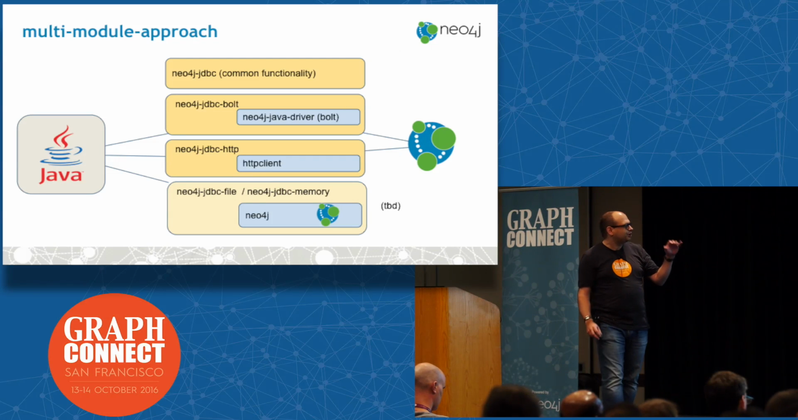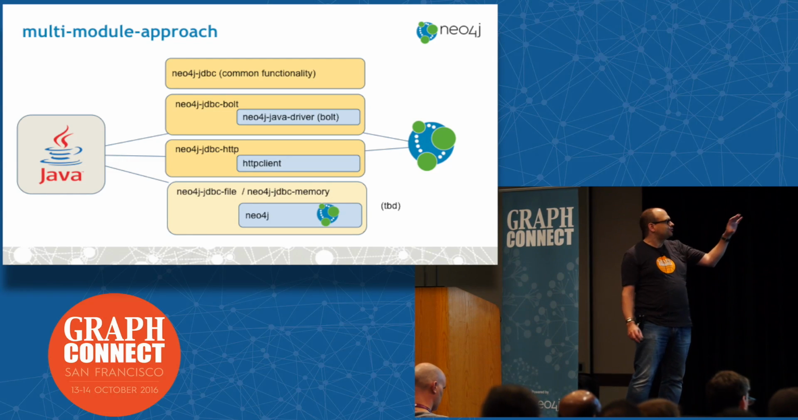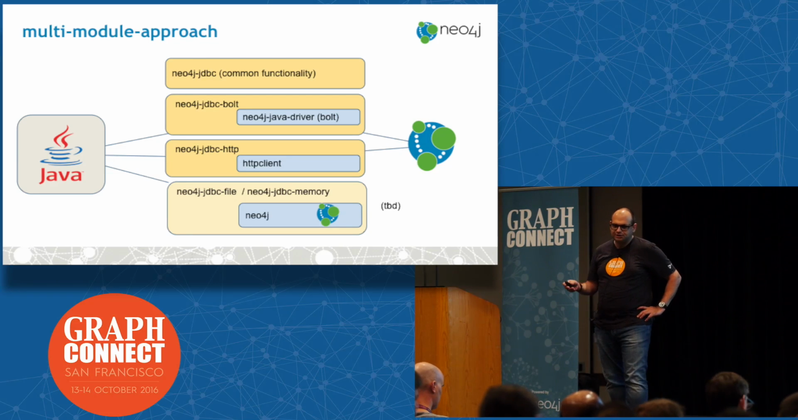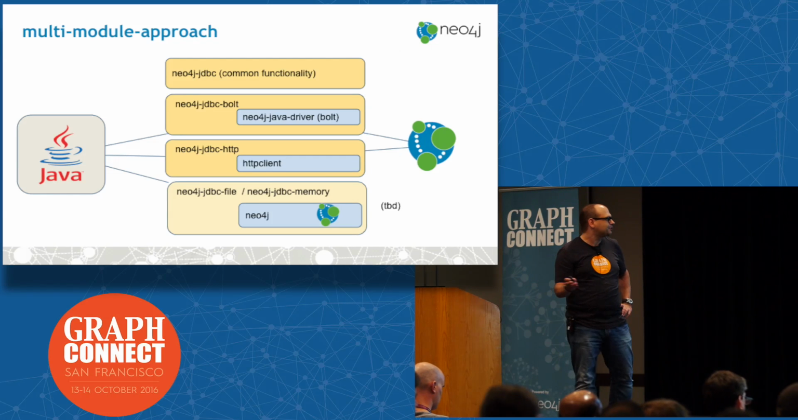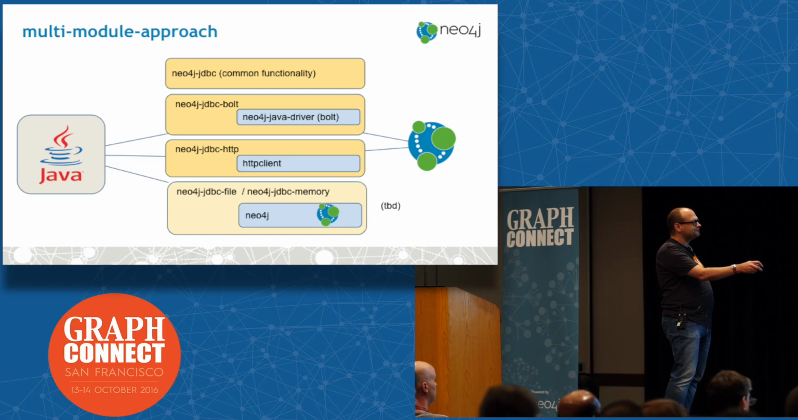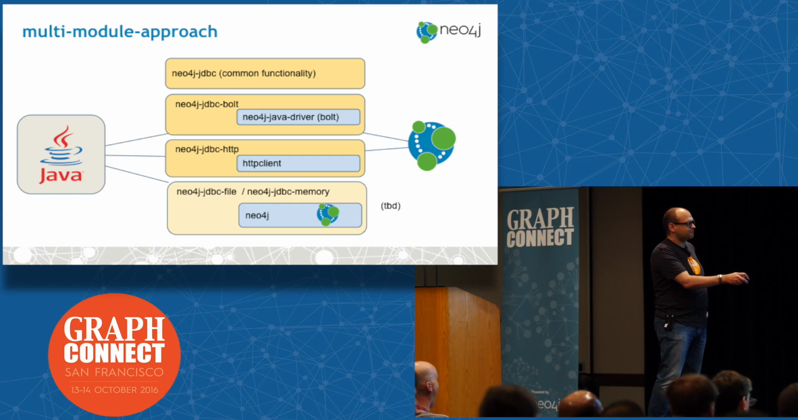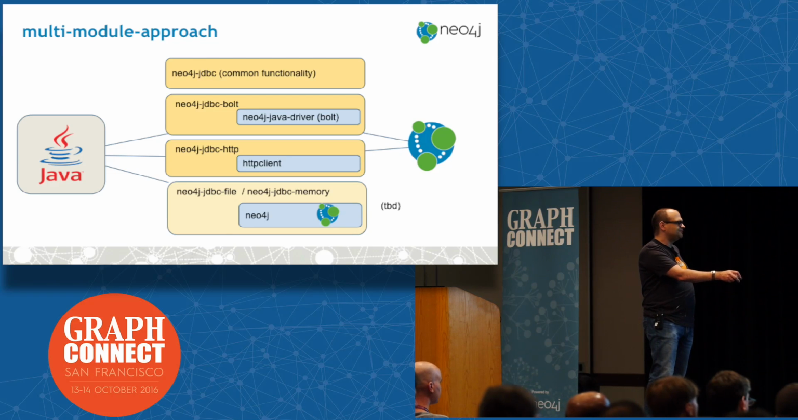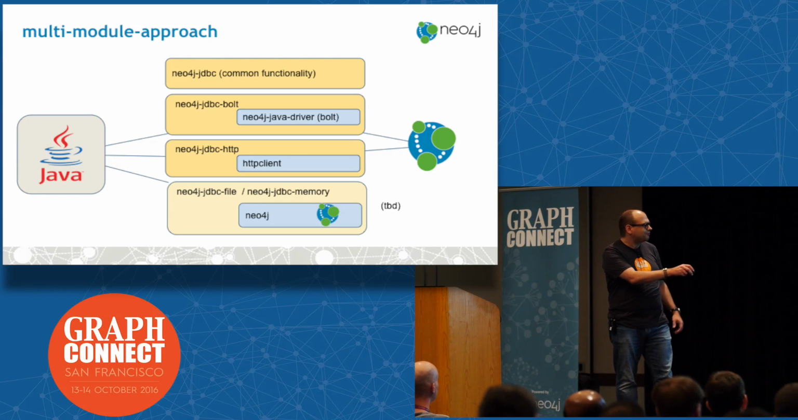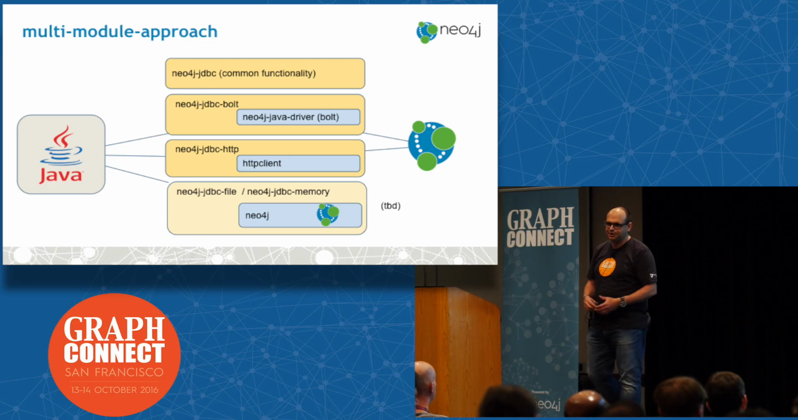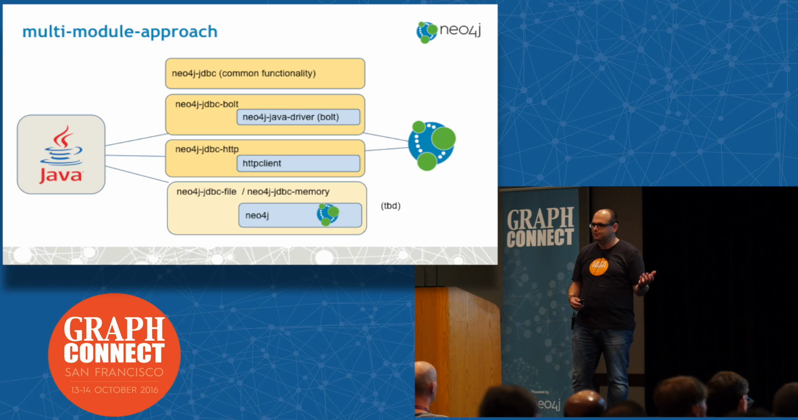The architecture internally is roughly like that. We have a module, Neo4j JDBC, that contains functionality that is independent of the transport layer. Then we have the Bolt binding, which uses the Java Bolt driver under the hood. And we have an HTTP binding, which uses Apache HTTP client under the hood to communicate with the database. The JDBC file and JDBC memory modules are on the roadmap, as said, but they will start the Neo4j instance internally. So they don't connect to a remote process. They spin up the database themselves based on a given GraphDB directory.